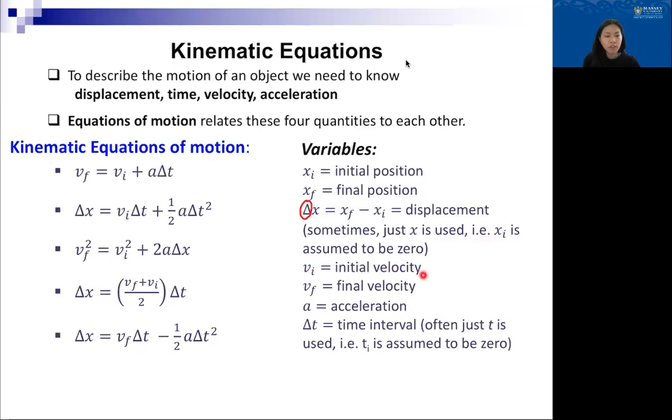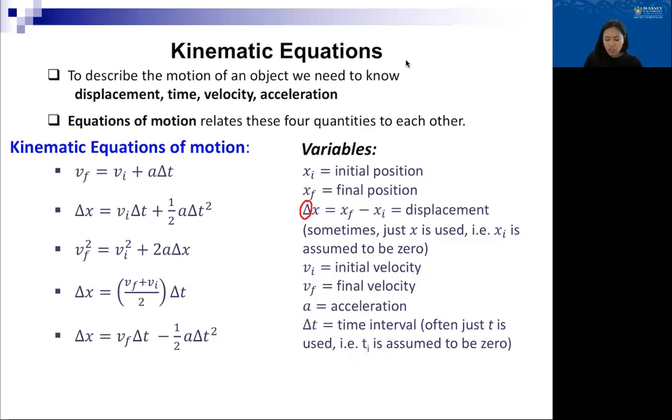vi is the initial velocity, vf the final velocity, a acceleration, and delta t the time interval. So also, sometimes you just see t, and that's because we can assume ti to be 0, the starting time to be 0, and then the time for the motion will just be t or tf.